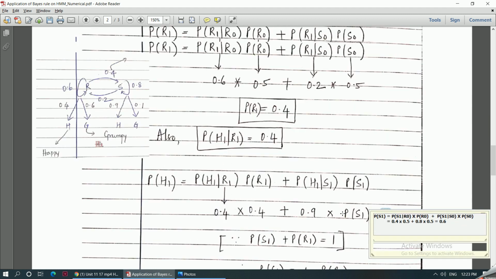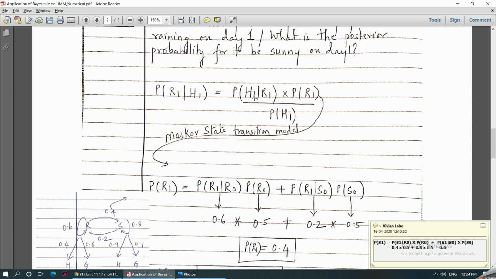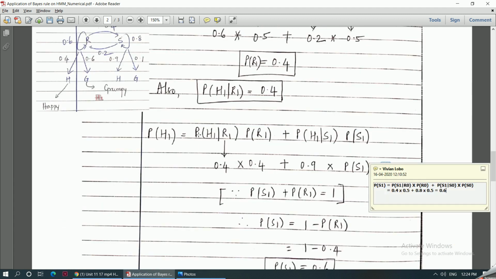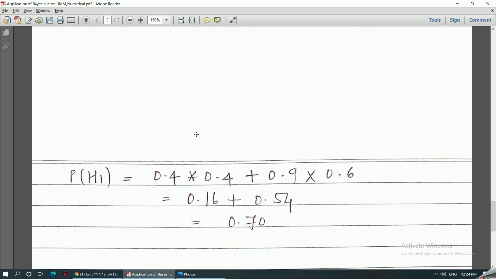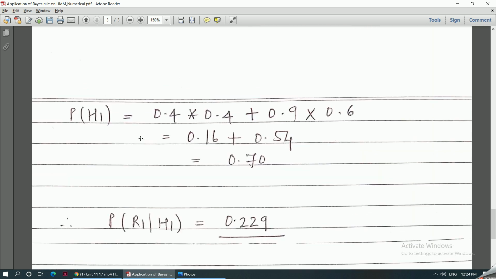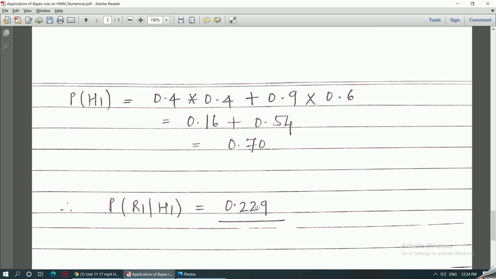So we have found all three components: P of H1 given R1, P of R1 and P of S1. While substituting this, you will get the value. So see over here, once you substitute, you get the value as 0.229. So what is it? The probability for a person to be happy on day 1, given that it is raining, is 0.229.